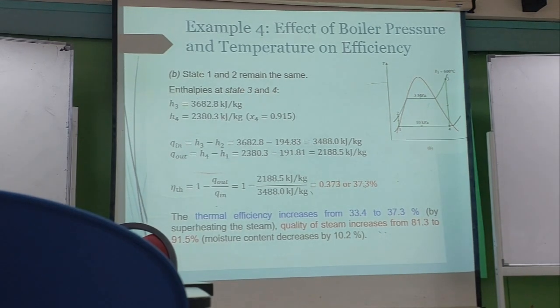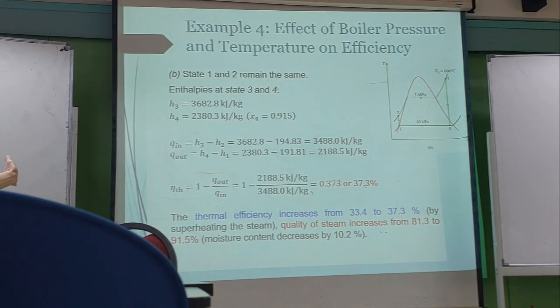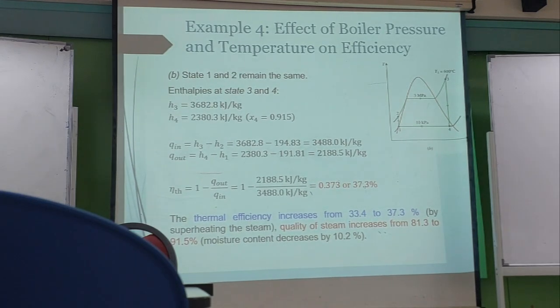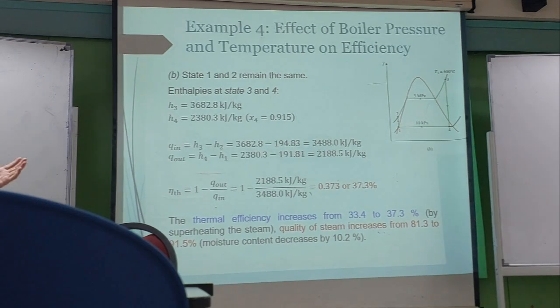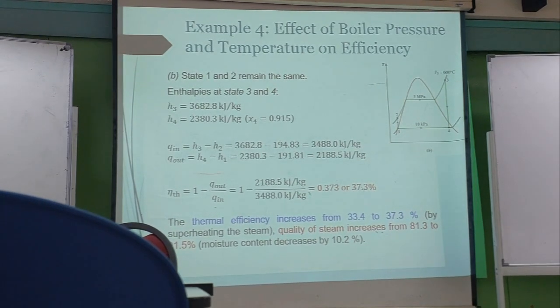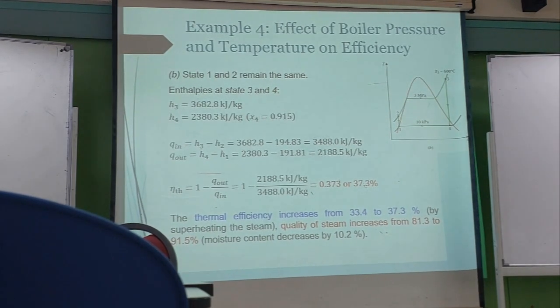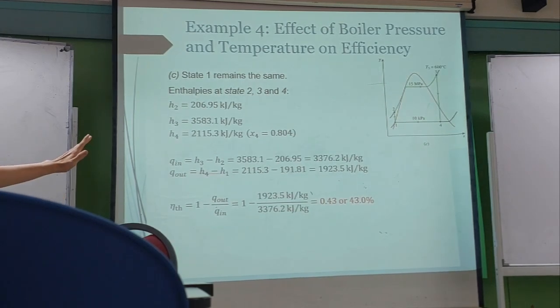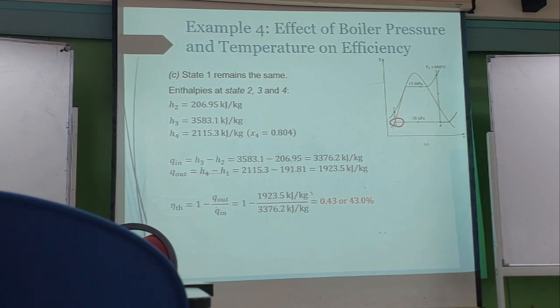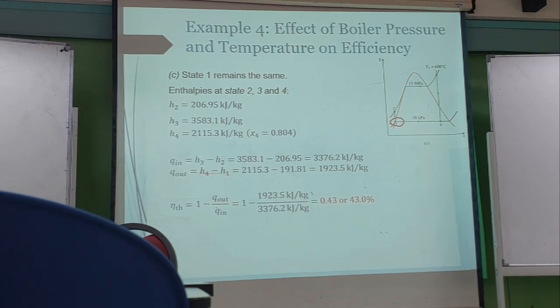Again, the method is exactly the same as the previous slide. So this is for your own practice. These are the final answers. Just compare and see whether you can get the same thing or not. Okay, so I think you can guess that C is also the same thing. In C, the thing that we change is the pressure, from 3 megapascal to 15 megapascal. So here, only H1 remains the same.